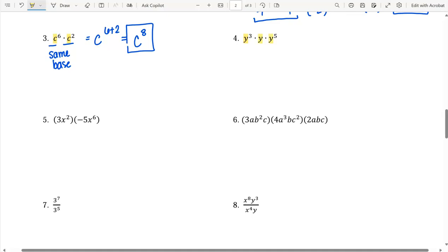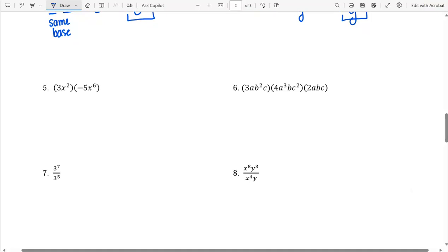In the next one, all of them have the same Y as my base. Because I'm multiplying these together, and because they're all listed out separately, I can take my exponents and add them all together. 3 plus 1 plus 5 is Y to the 9th. Be sure when you do this that you have that 9 up there in the exponent spot. It is different when you put the 9 in the exponent spot versus when you put it side by side. So just be careful with that.